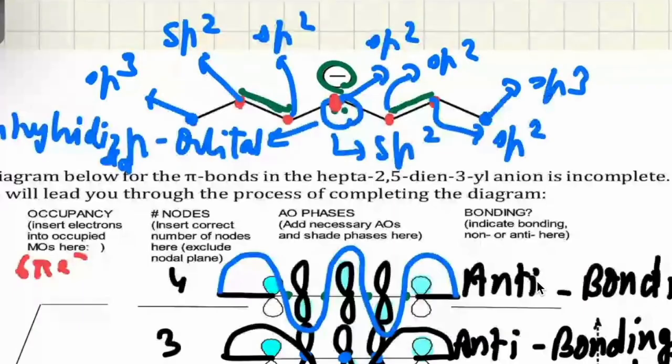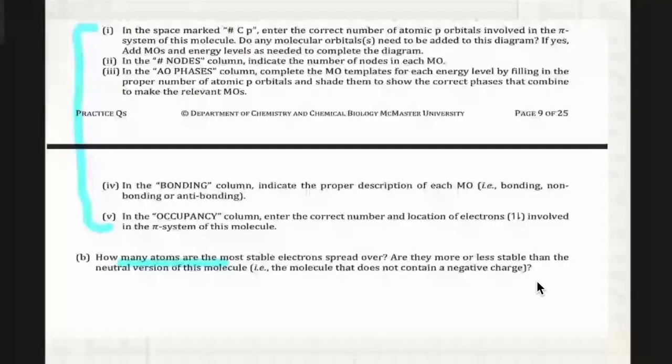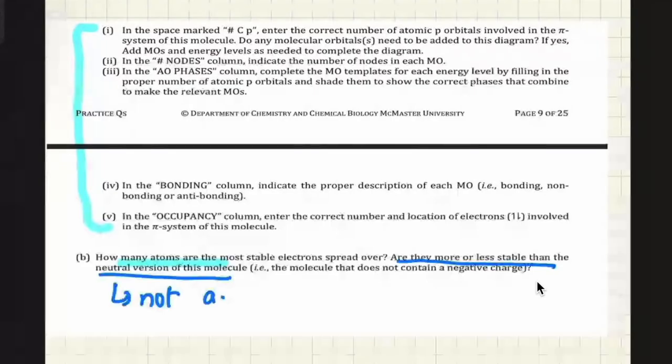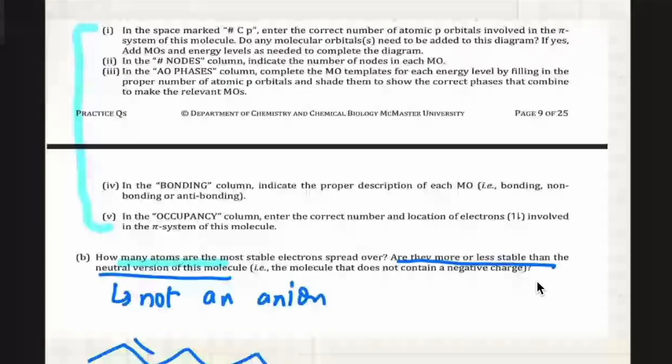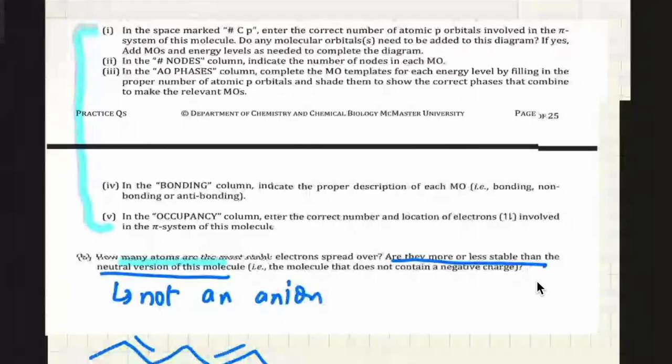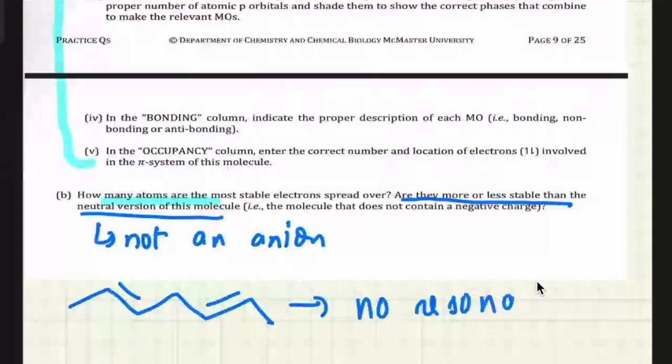But now it's asking, are they more or less stable than the neutral version? So neutral version is the one which is not an anion, right? Not an anion. So it would have been something like this, right? Without any charges on it. So this one does not have any resonance, right? There is no resonance. So the less the amount of resonance structures, the less stable it becomes then, right? So it is definitely a lot less stable then, right?